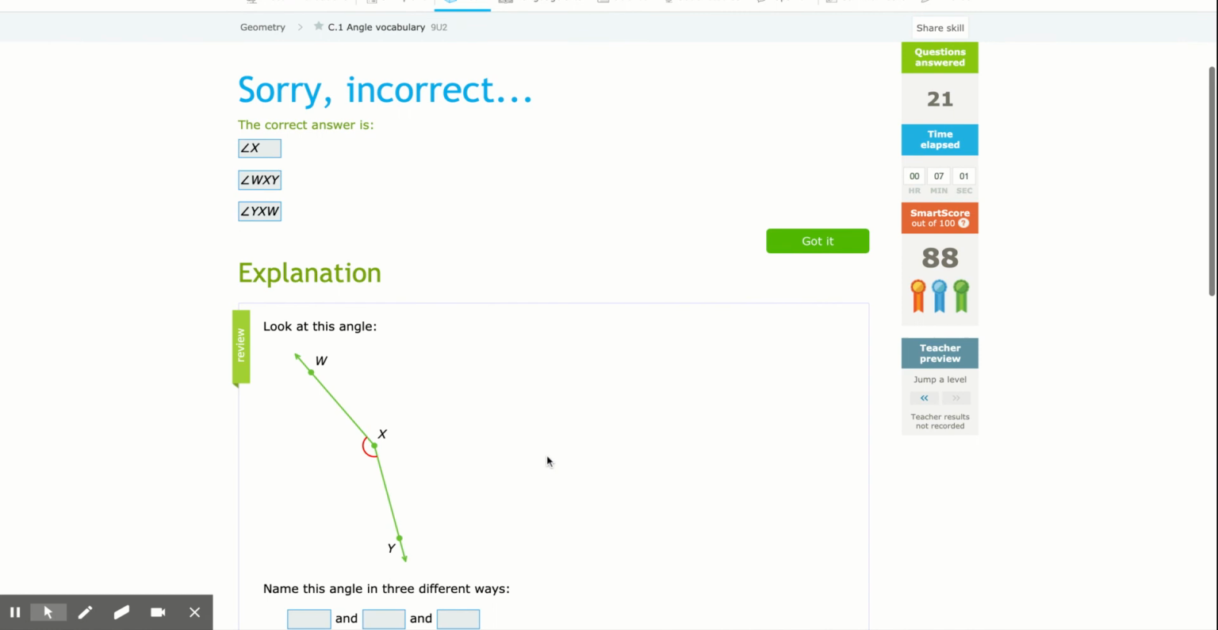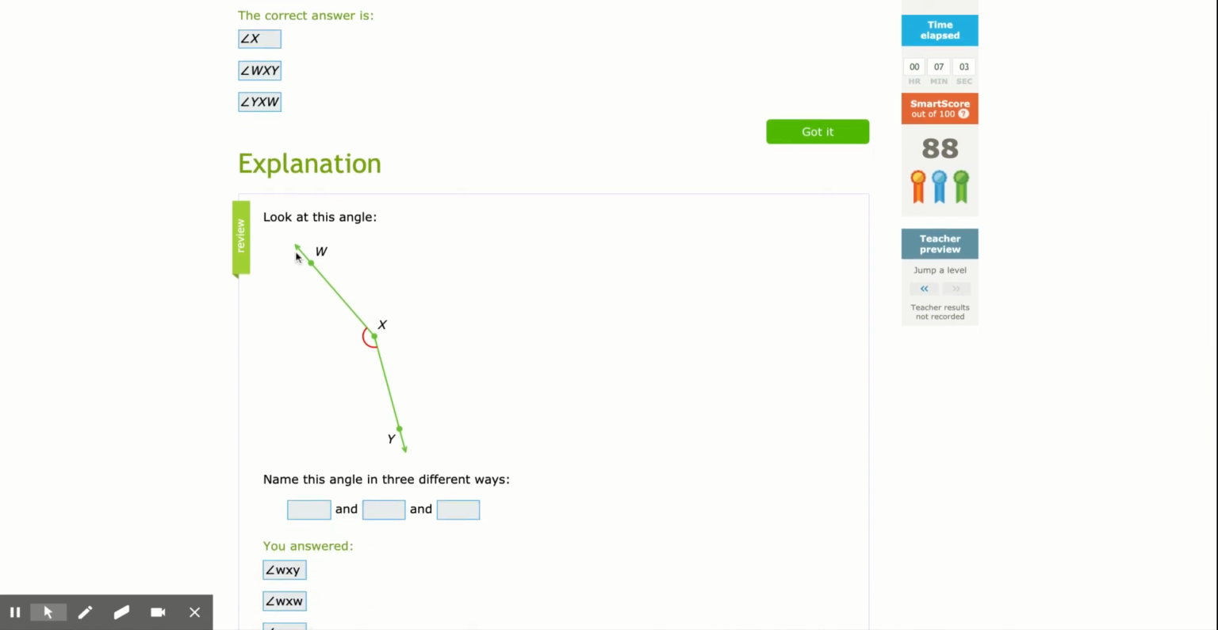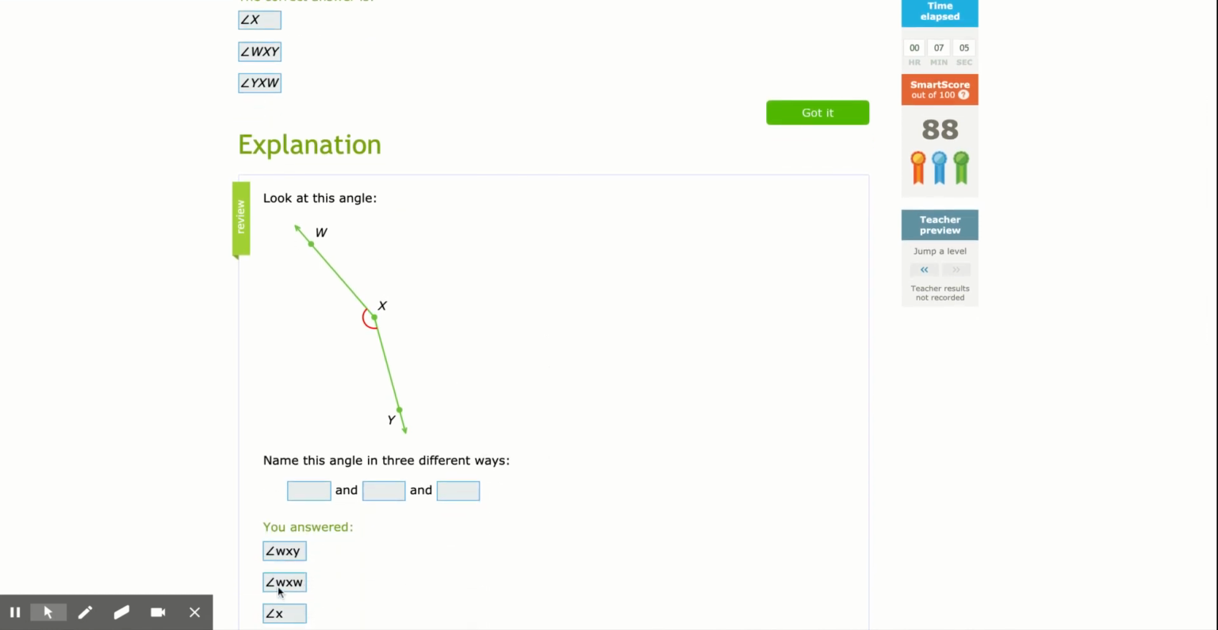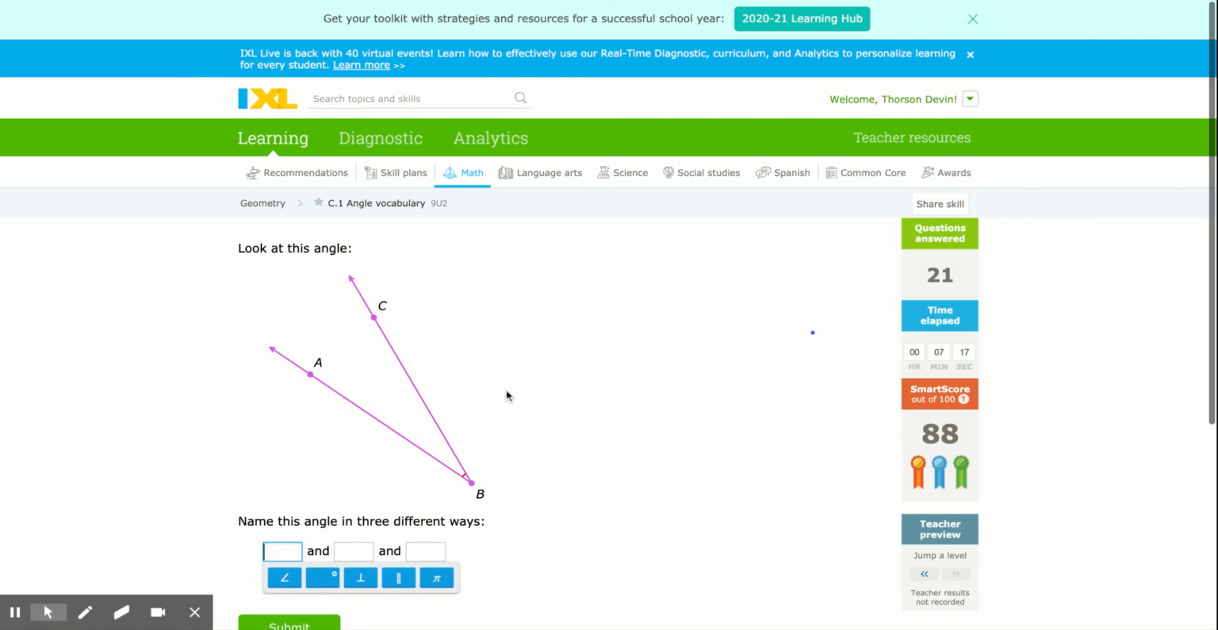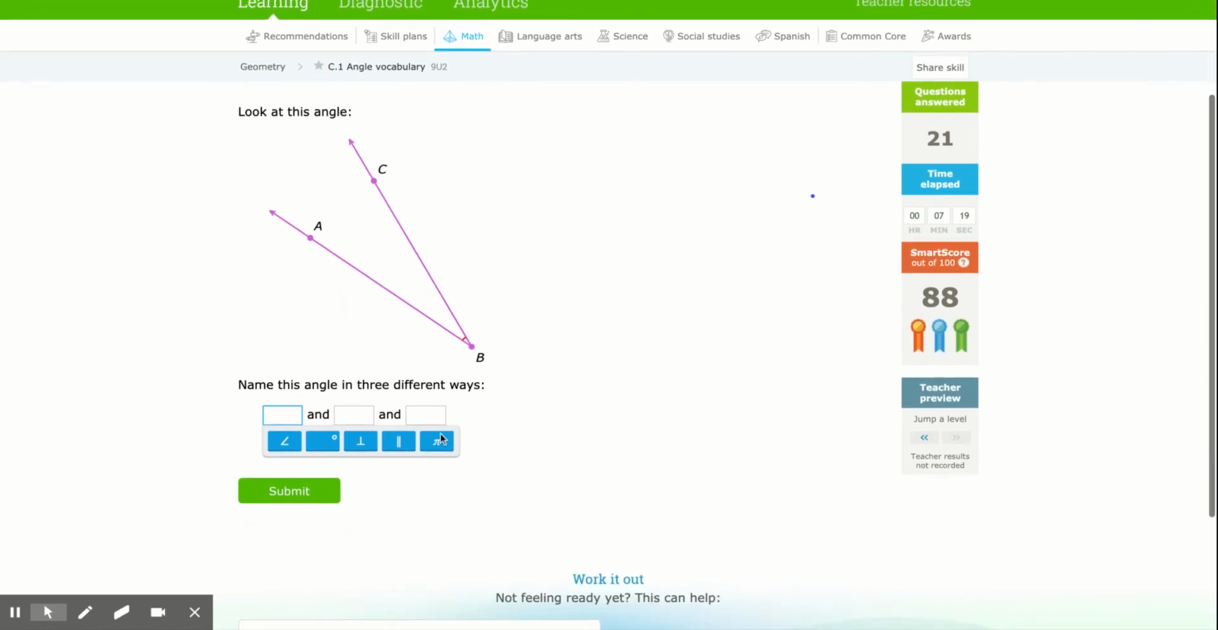Oh, what did I do wrong? I got angle X. I got angle W. Oh, I did WXW. That's funny. See where I made my mistake? I did W twice. Got it. So again, just be careful when you're typing things in that you don't accidentally use the same letter twice.